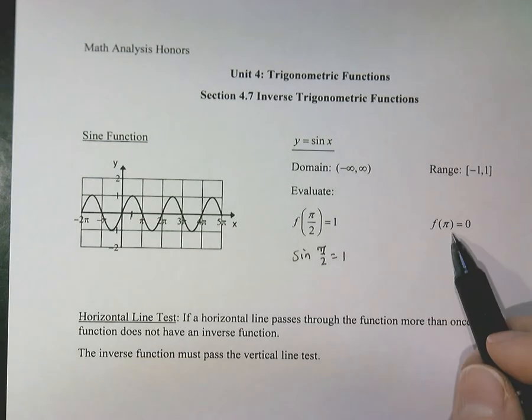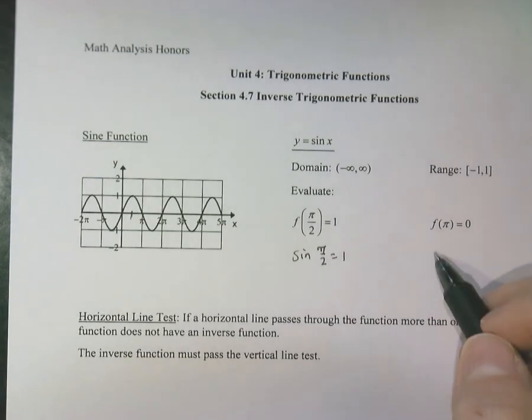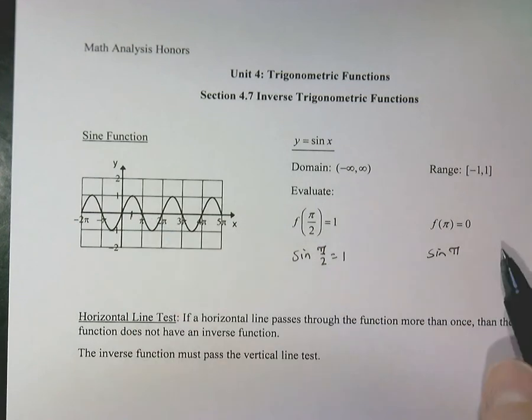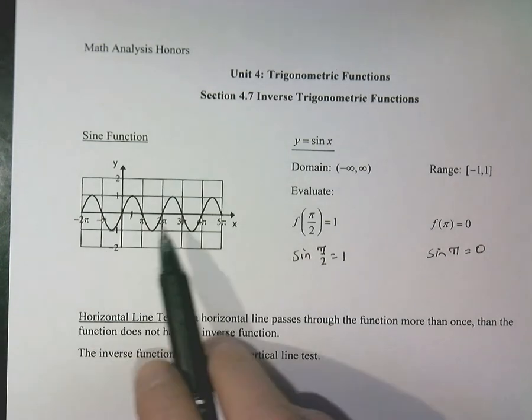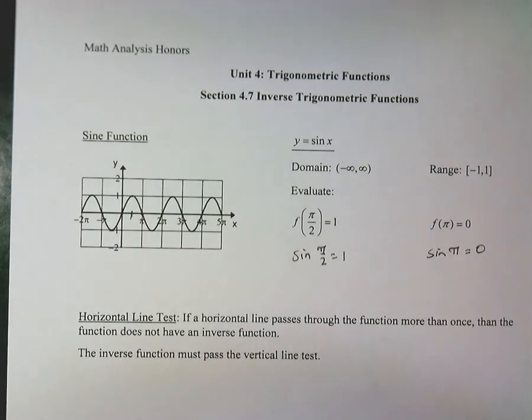If I want to evaluate f of pi, so then the sine of pi, here's pi right here, is equal to 0. The y value is 0. And I could do this for many points, infinitely many points. That's why the domain is all real numbers.